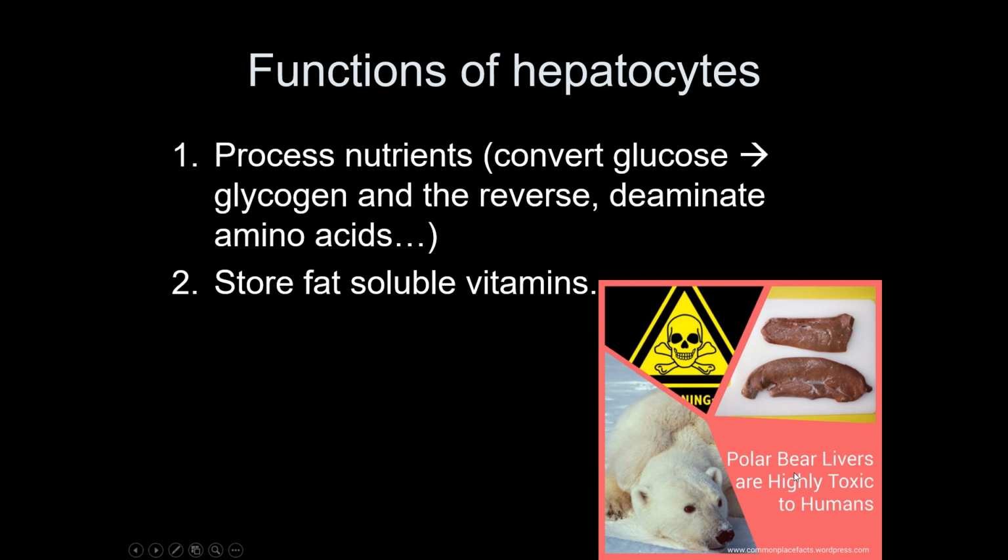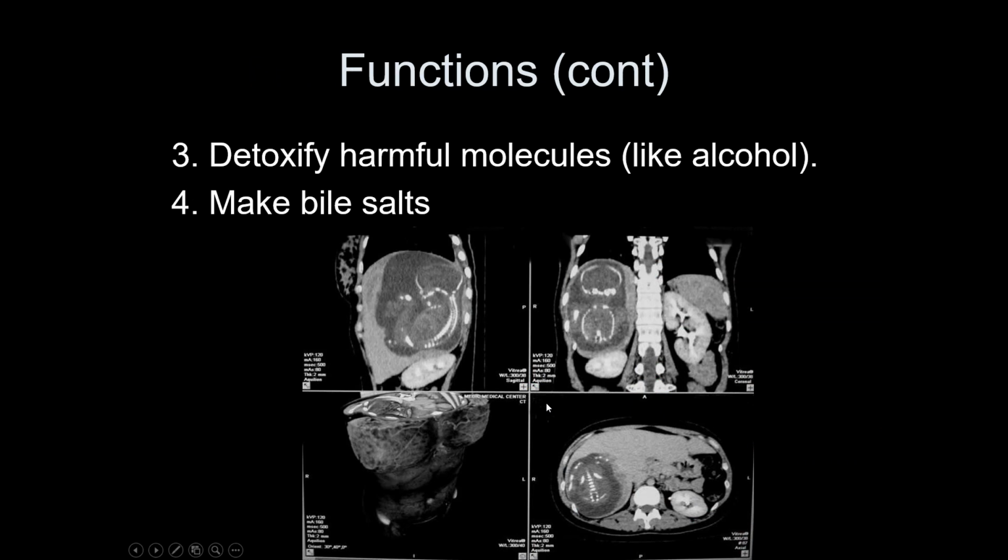Weird factoid for you guys for the day. Polar bears have so much vitamin A stored in their liver that if you were to eat one, you could actually die because of vitamin A overdose. And so that's because they store a lot of vitamin A in their liver. It does detoxify harmful molecules. I mentioned alcohol in here, but a lot of drugs also get processed that way. Can also make bile salts.